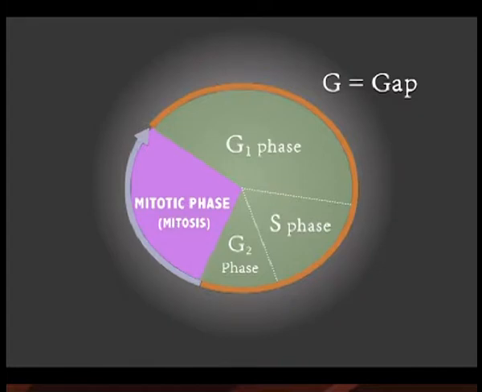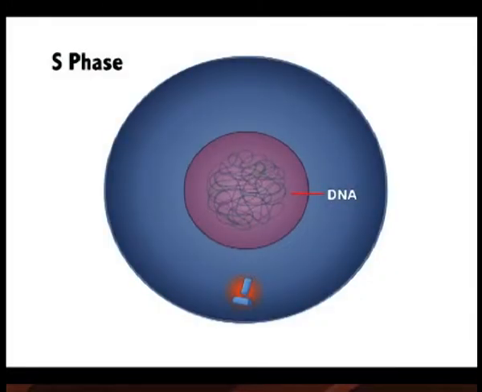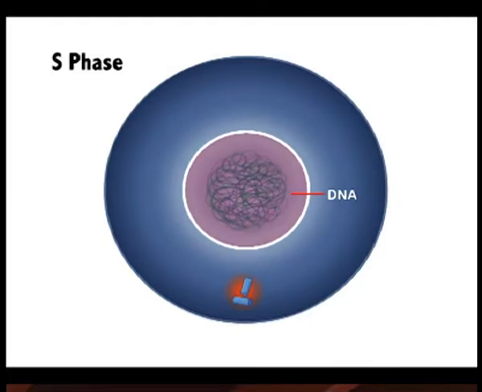So now let us look at the S phase. S stands for synthesis. During this particular phase, the synthesis of DNA takes place, and thus the amount of DNA becomes double. The synthesis of RNA and protein also continues, especially histone formation takes place. In humans, it takes about 10 hours.